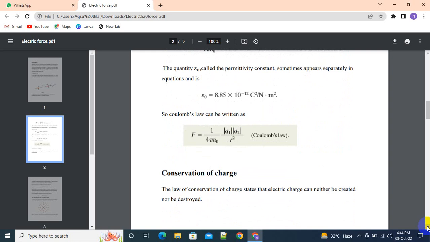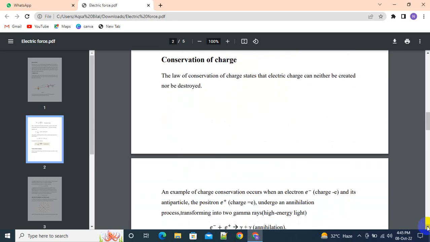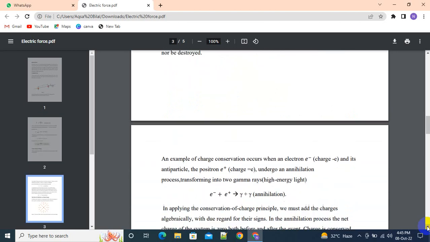Conservation of charge. The law of conservation of charge states that electric charge can neither be created nor be destroyed. An example of conservation of charge occurs when an electron and its antiparticle, the positron, undergo an annihilation process, transforming into gamma rays, high energy light.